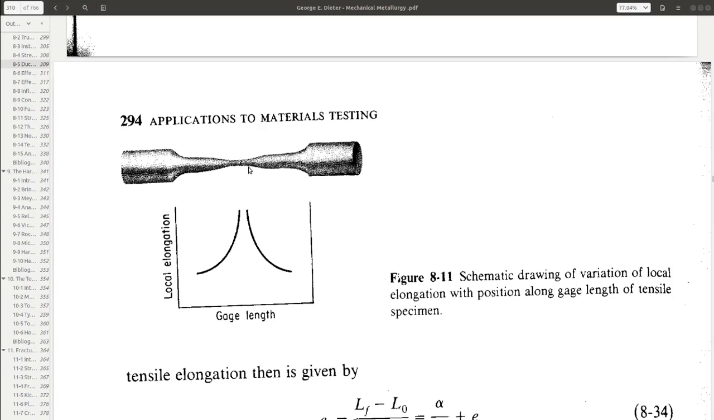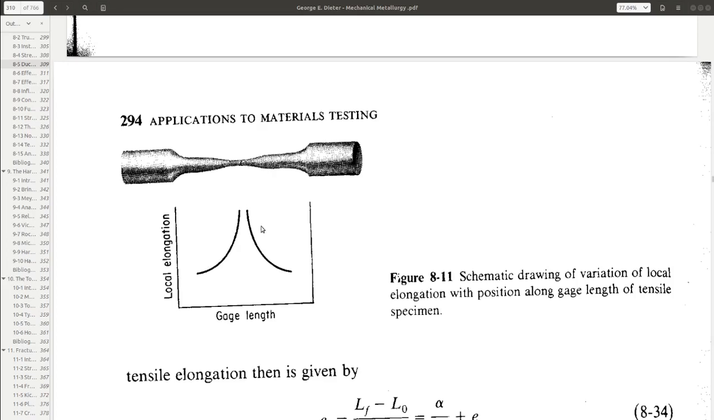If you take a local elongation, that is, if you take a small piece, the elongation of that piece corresponds to this place. If we observe, everywhere this local elongation will be uniform except near the necking region. At the necking region this elongation will be more.